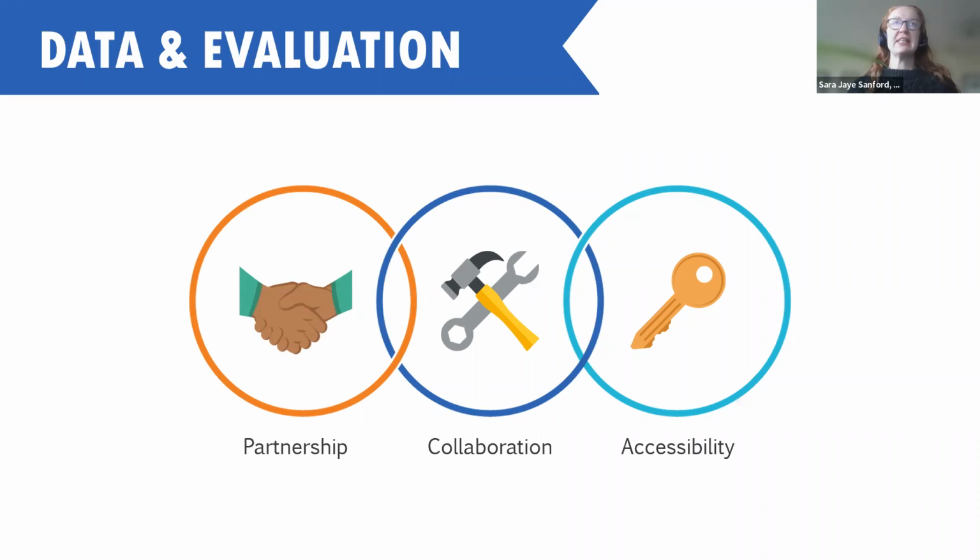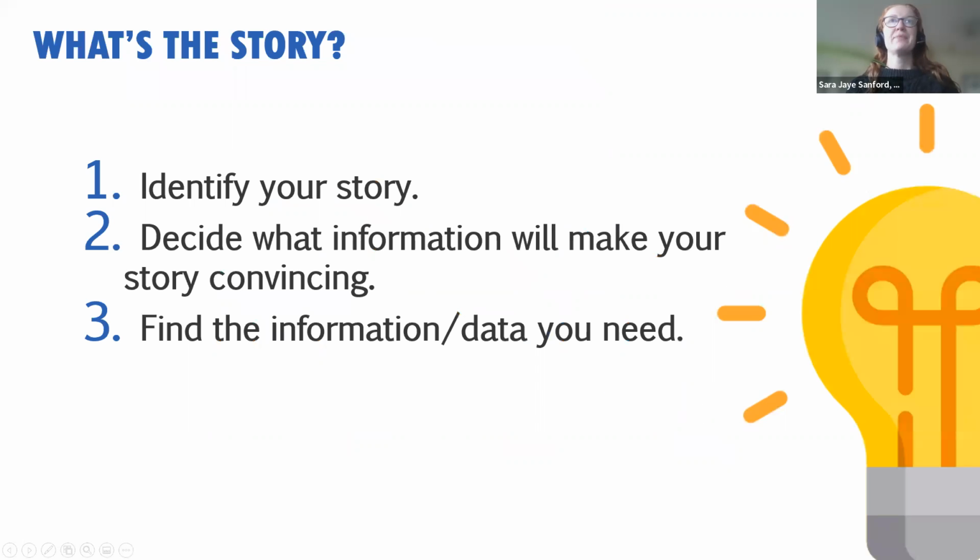But before we get to that, I'm going to talk for a few minutes about data and evaluation as far as what might be helpful to know during the proposal process. The Best Starts for Kids data and evaluation team does have these 3 guiding principles: partnership, collaboration, and accessibility, that we hope you'll see reflected in our work together. Next slide, Georgie. Thank you so much.